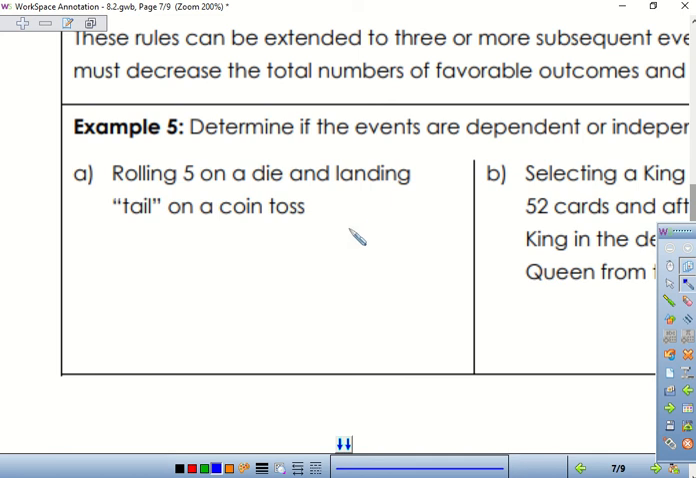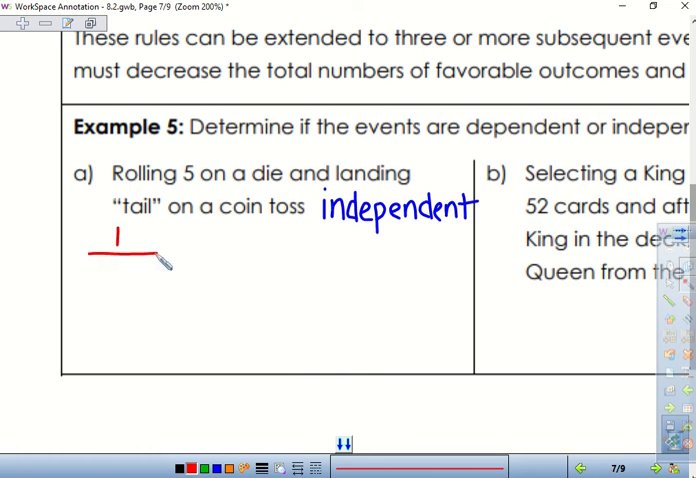Rolling a 5 on a die, and then landing a tail on a coin toss. Are these events independent or dependent? Independent, right? The rolling of the die does not affect the tossing of the coin, right? Not unless you're doing it on the same table and they're hitting each other or something. We're not talking about that, but yeah, they don't affect each other. So what are the odds of rolling a 5 on a die? Good, 1 out of 6.